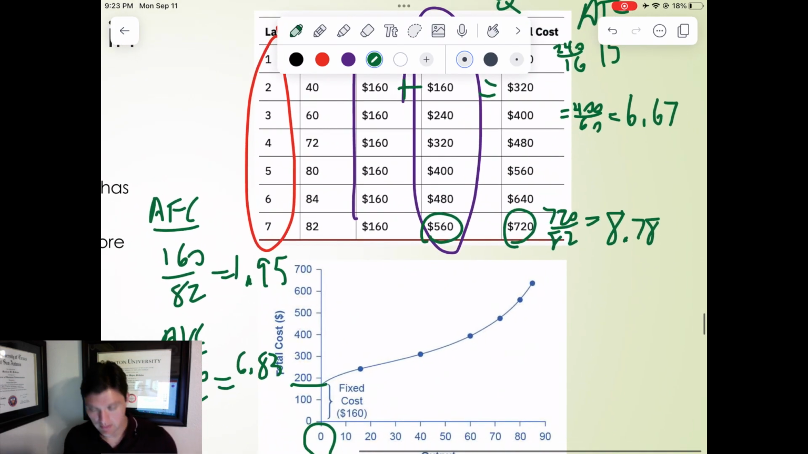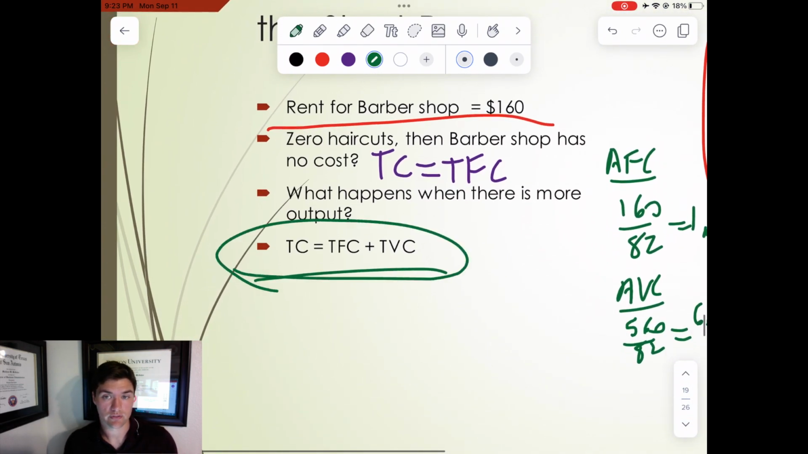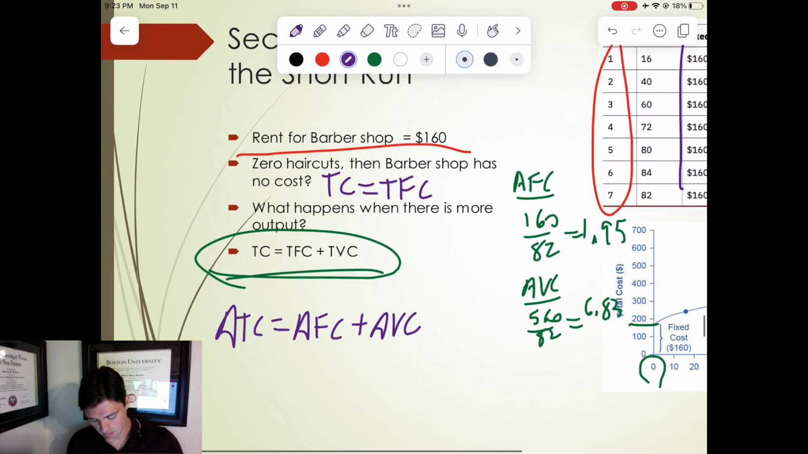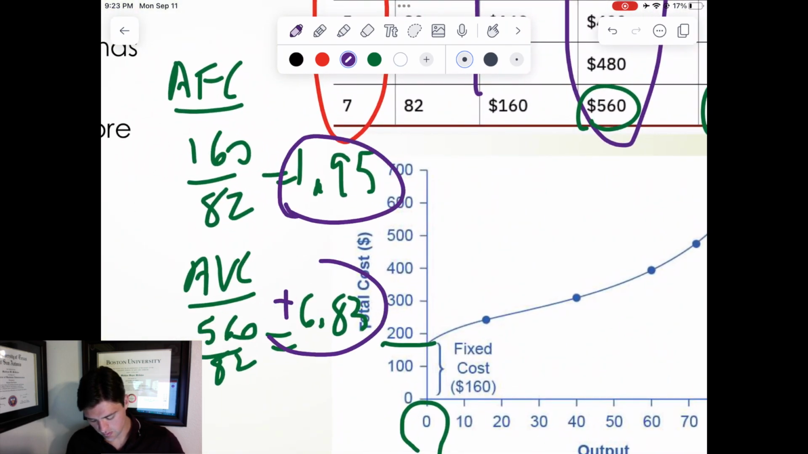Ready? Now, what is interesting is that we already know that total cost is equal to total fixed plus total variable. And what you'll also see is that the average total cost is equal to average fixed plus average variable. And we can see that right here, because if we did 1.95 plus 6.83, this will equal 8.78.